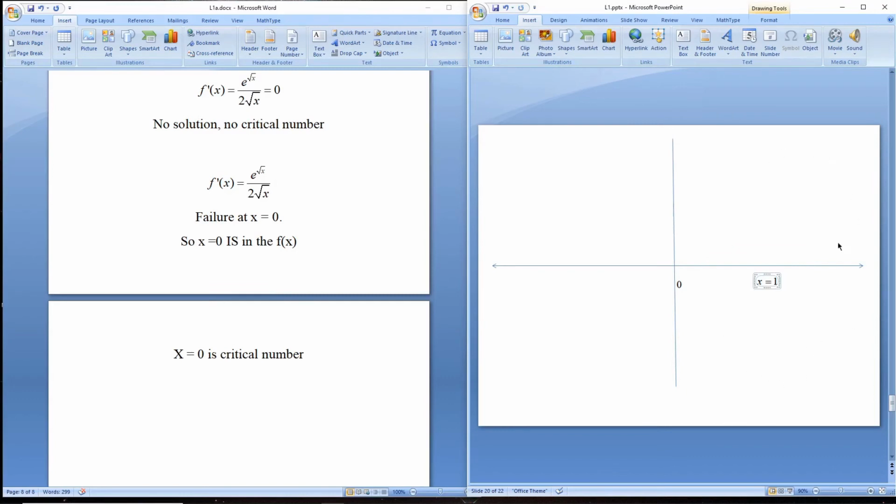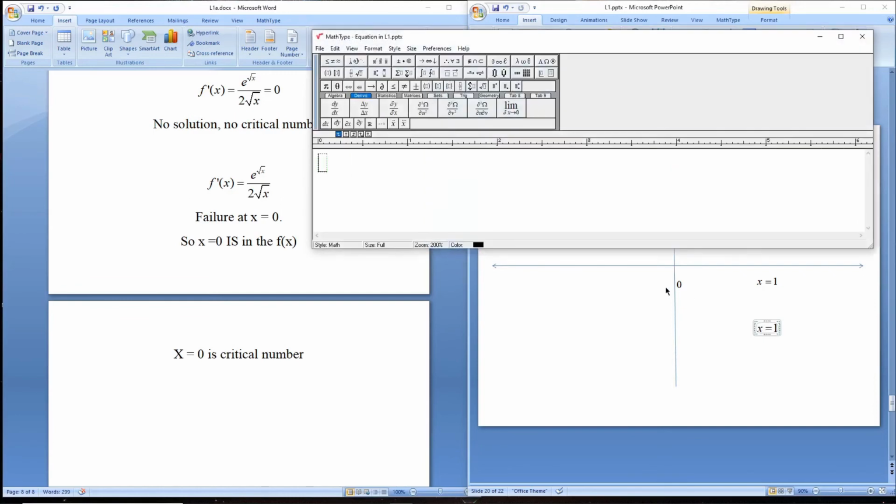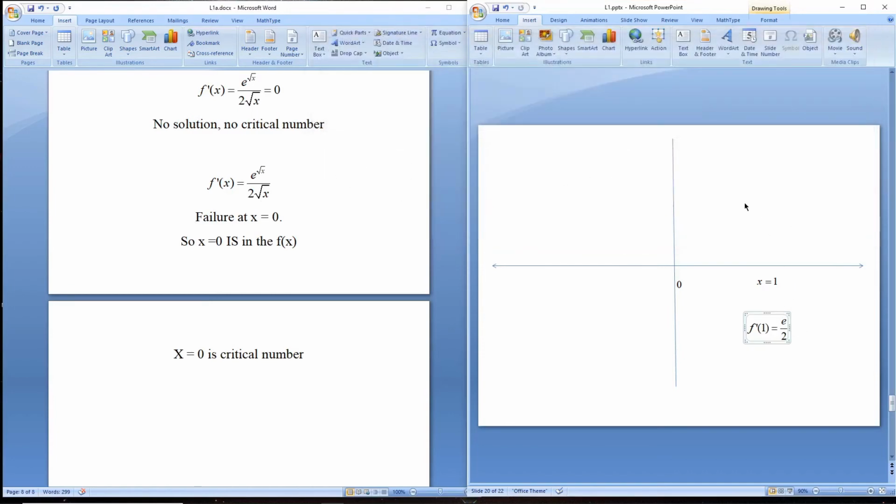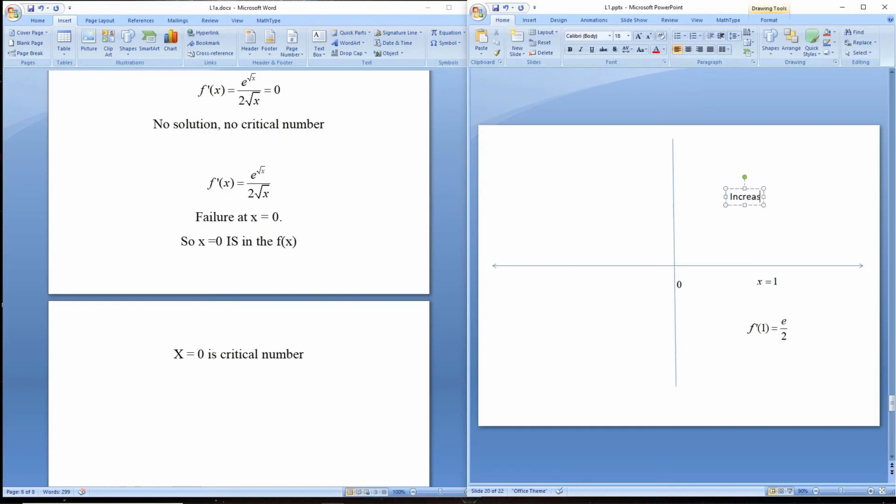So in this right region here, we can just choose a number 1. And we'll put it into the derivative. And what would we get? We would get e to the, we're plugging in 1, so square root of 1 is 1, so we get e to the 1 divided by 2. That's positive. Since the derivative is positive, means the function must be increasing.